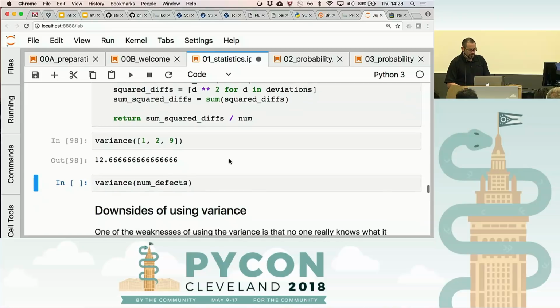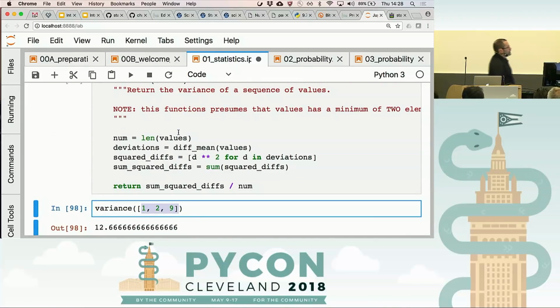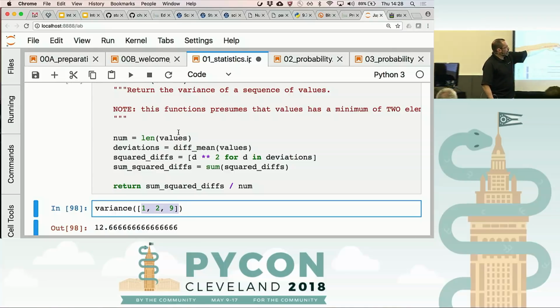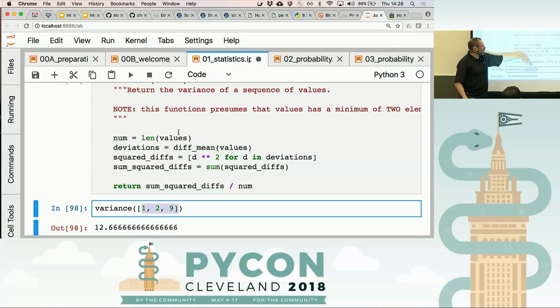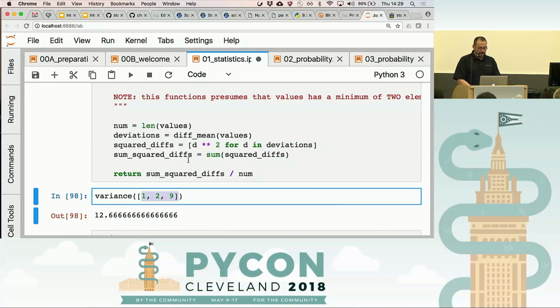All right. So I calculate this by using the total number of values. I have a function that calculates the difference between the means. I square them. I will let you guys do this. Again, this is not production code. This is Chalmer sitting in a hotel room.